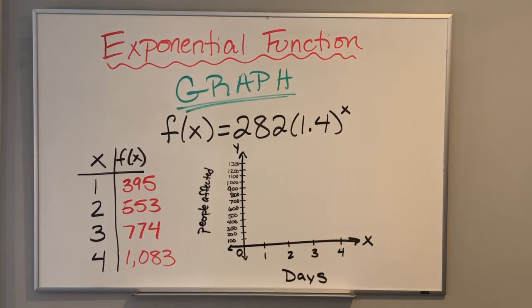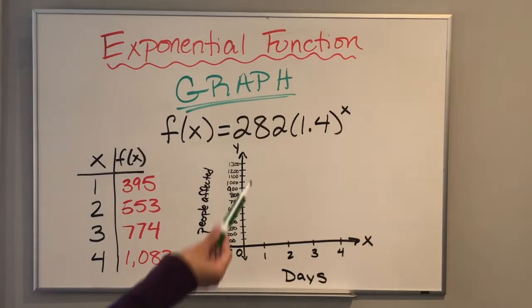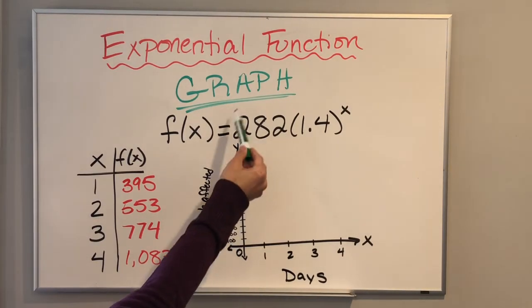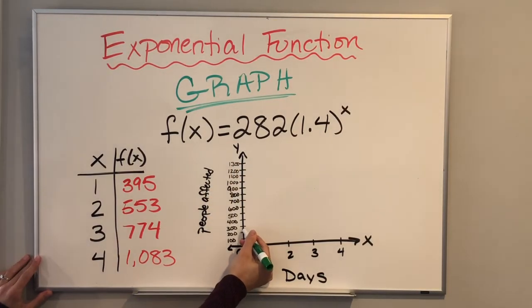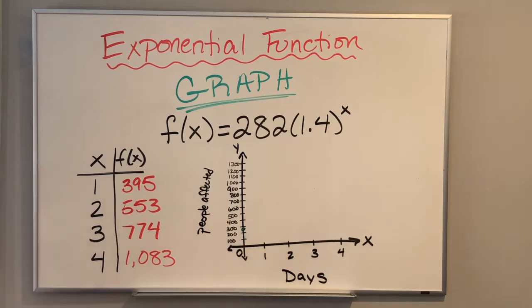I did have to skip by 100 so that I would be able to fit all 4 points. Okay, so let's graph this together. So originally, remember, the initial value was there were originally 282 people. So on my y-axis, I'm going to put 0 to 82 because that's going to show me my y-intercept, my initial value. So that's where it started.